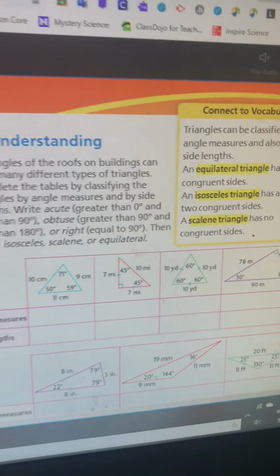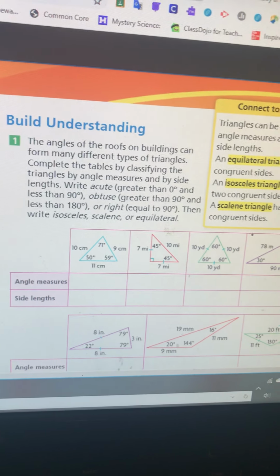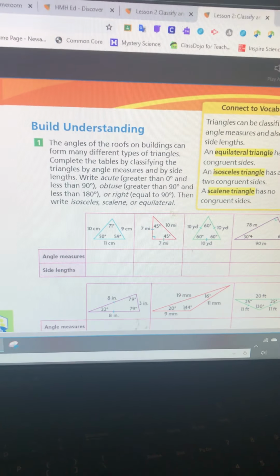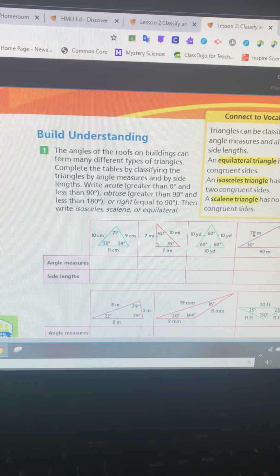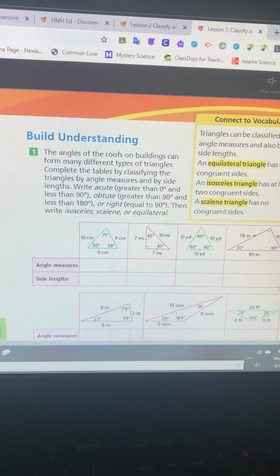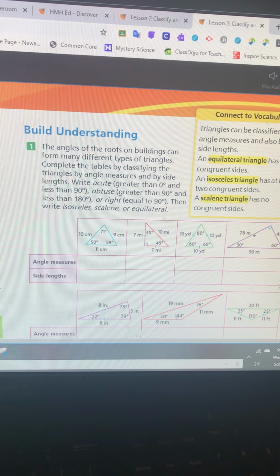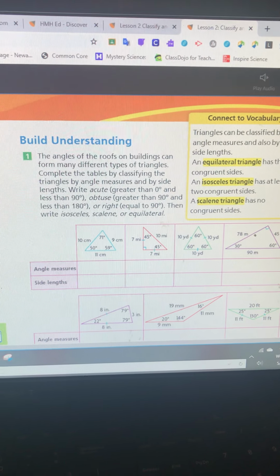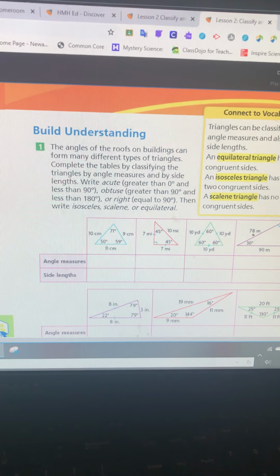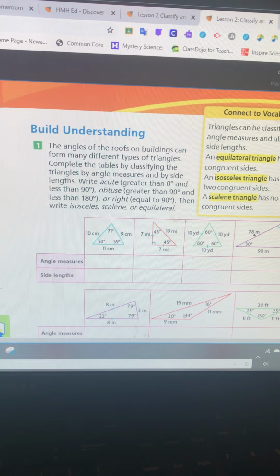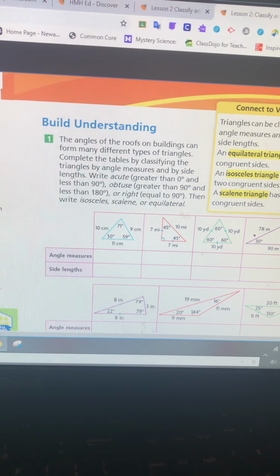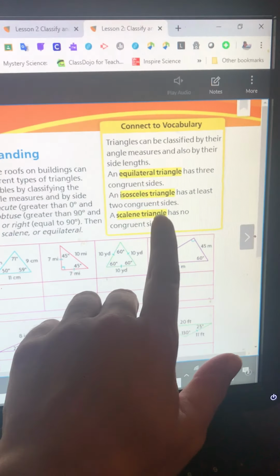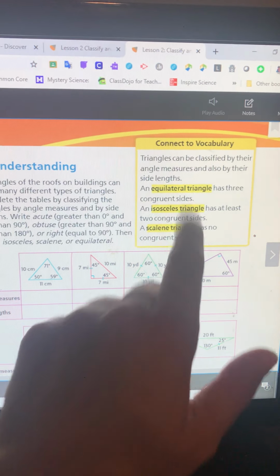If we move on to Build Understanding, we could talk a little bit about it. I think with the Spark Your Learning, you should be fine, but we could talk a little bit about it. It says the angles of the roofs on buildings can form many different types of triangles. Complete the tables by classifying the triangles by angle measures and by side lengths, just like we did in Spark Your Learning. Write acute if it's greater than 0 and less than 90, obtuse if it's greater than 90 and less than 180, and right angle if it is equal to 90. Then write isosceles, scalene, or equilateral.